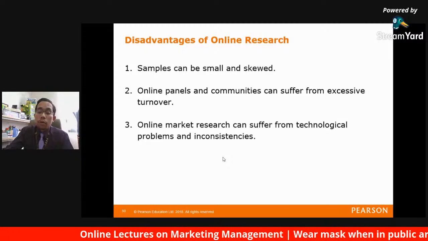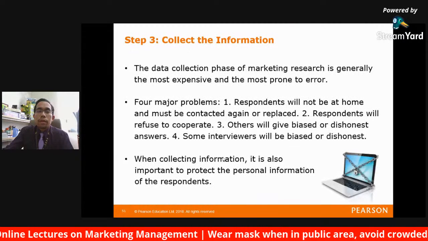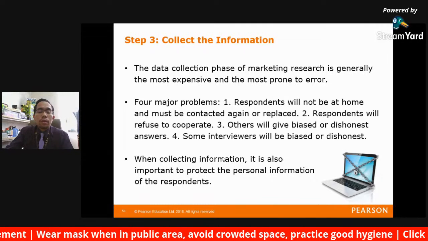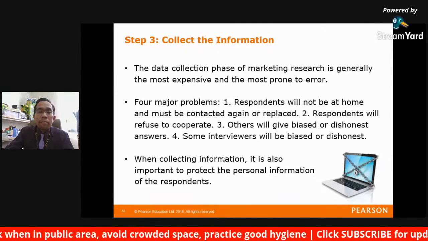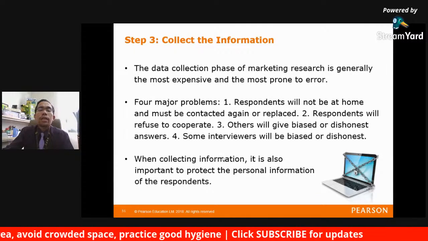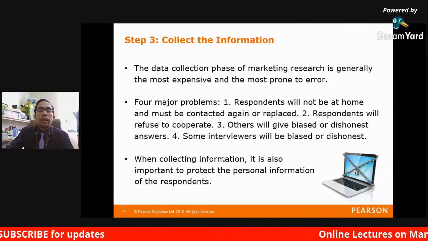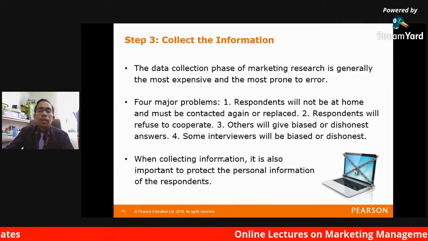Okay, this is a problem. Okay, step number 3, we have 6 steps. Yeah, overall we have 6 steps. Okay, step number 3, collecting the information. Okay, 4 major problems when collecting the information.